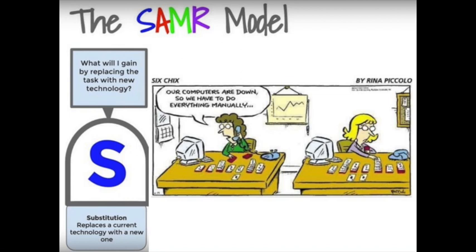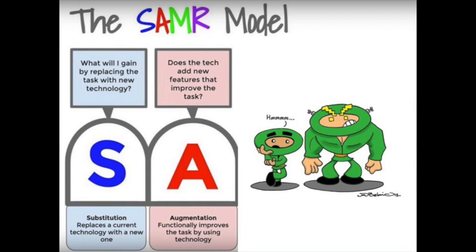When we think about the substitution level, it's just a matter of substituting old tech with new tech or no tech with some sort of technology, where there's no functional change. Then we look at augmentation, where it functionally improves the task by using technology. It asks this particular question: does the tech add new features that improve the task?